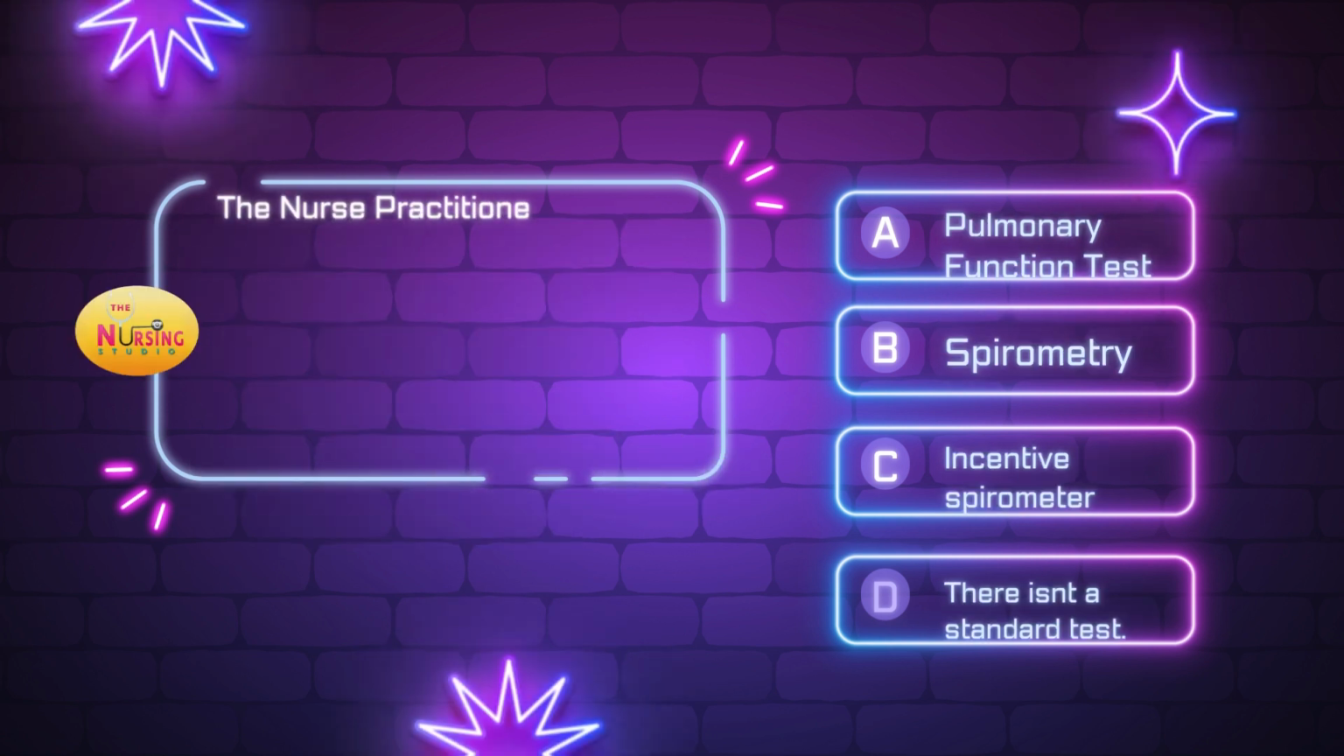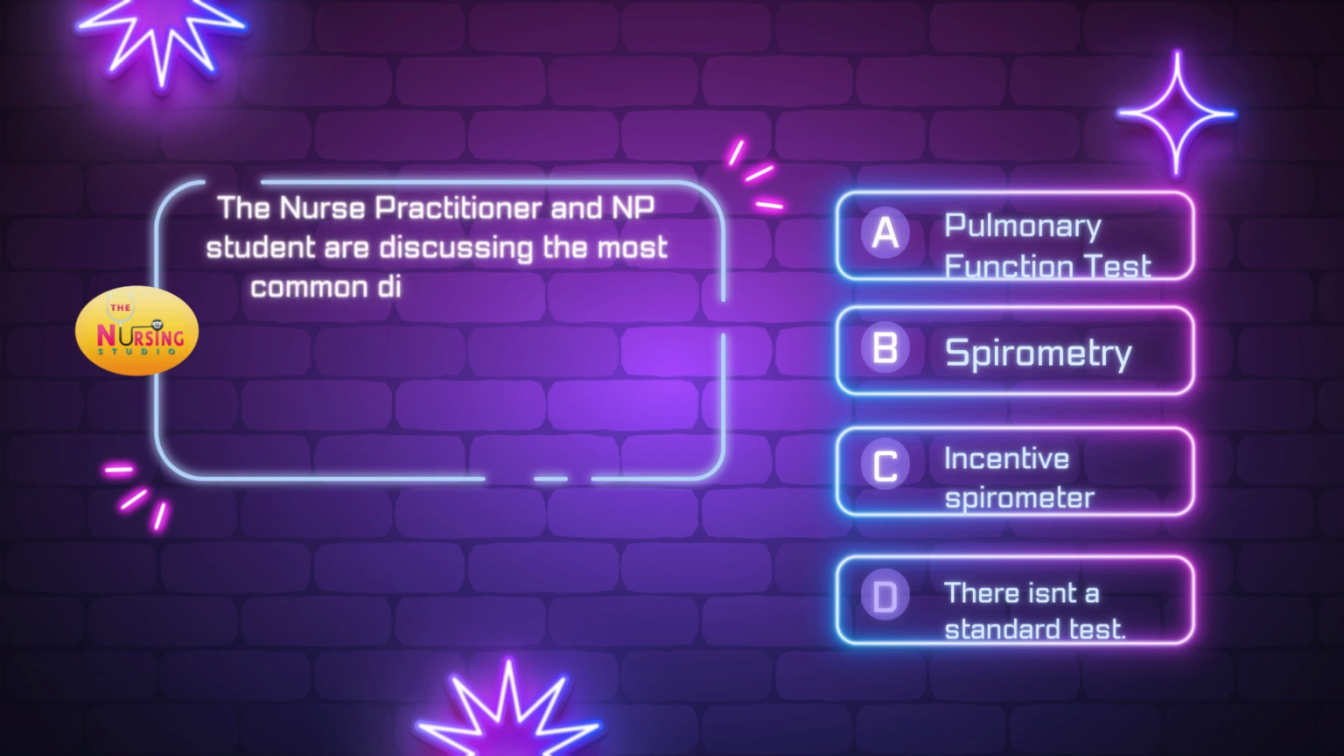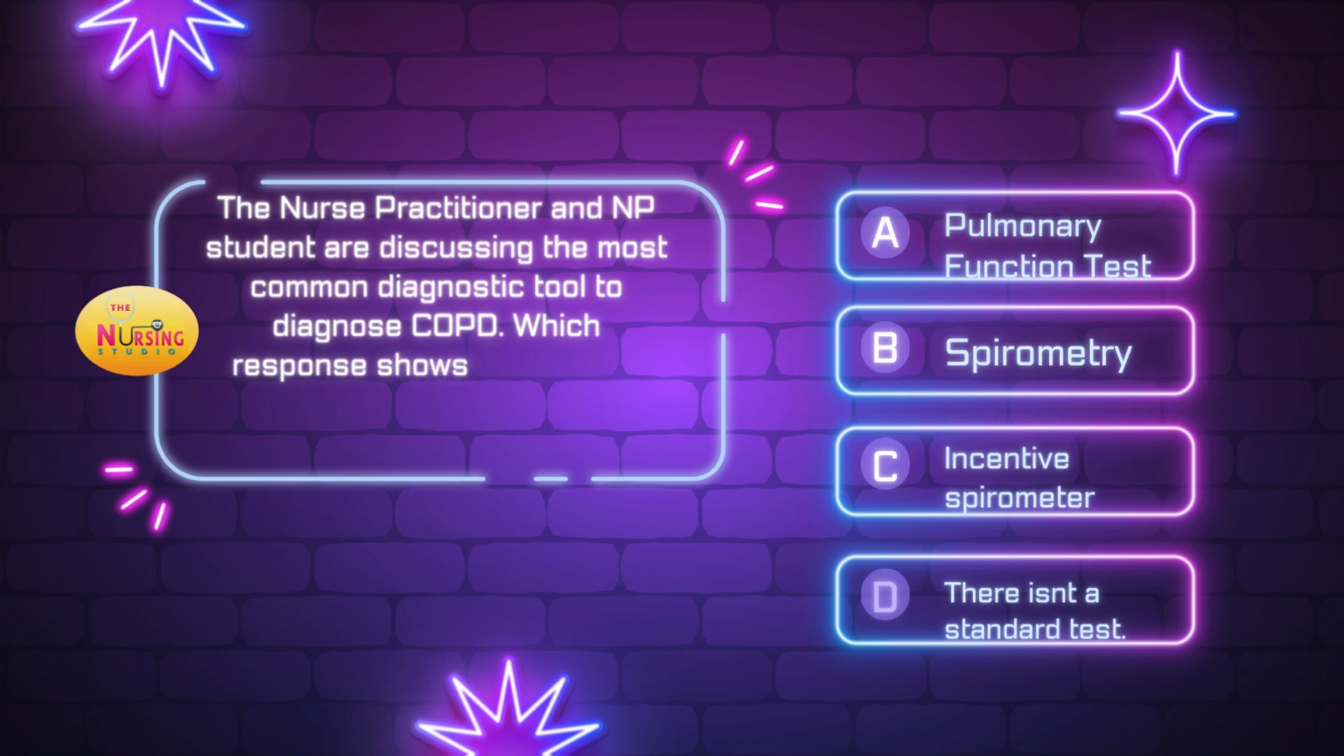All right, question number two. The nurse practitioner and NP student are discussing the most common diagnostic tool to diagnose COPD. Which response shows appropriate understanding? Is it A, a pulmonary function test, B, spirometry, C, an incentive spirometer, or D, there isn't a standard test? Take a moment to tell me what you got in the comments.